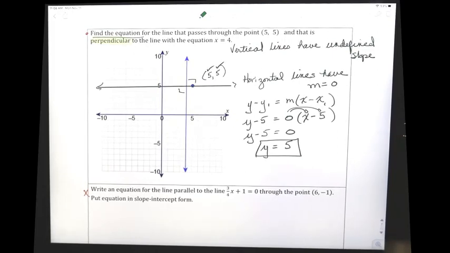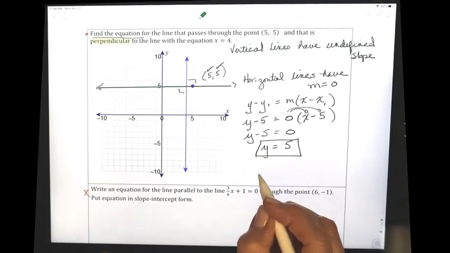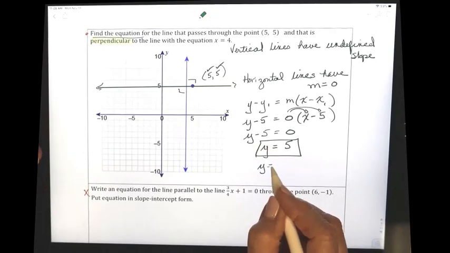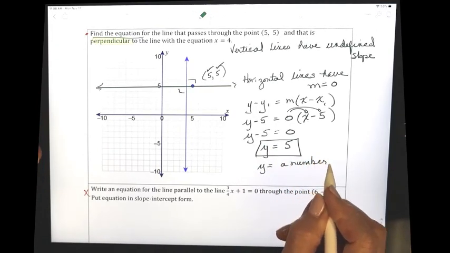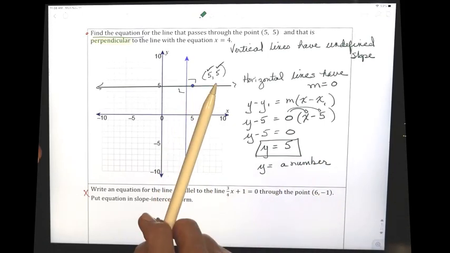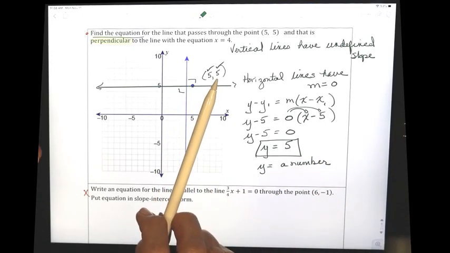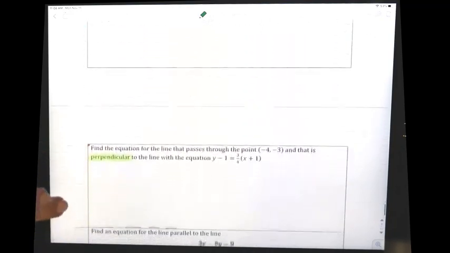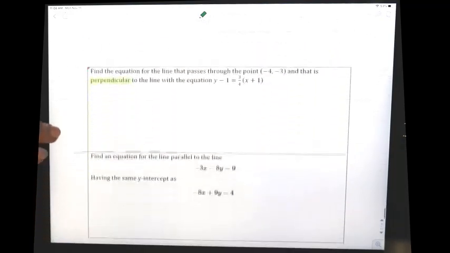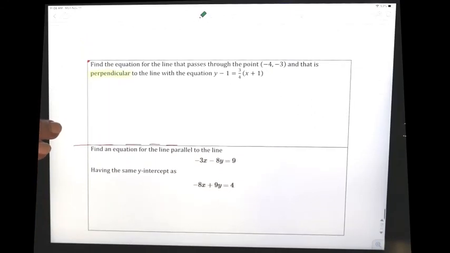So you may have some exercises with both horizontal and vertical lines. You'll just have to be very careful with those. All horizontal lines take the form y equals a number. And eventually you might even learn to take a shortcut. You can see that the y-coordinate here was 5, and the equation turned out to be y equals 5. So those are things you can observe as you work. I have, I think, one more example for you. Yes, one more example for you.